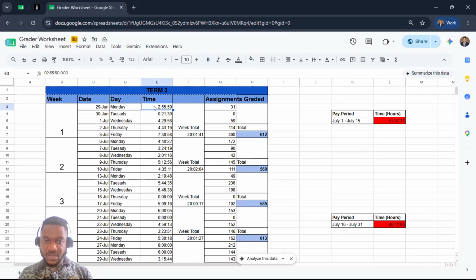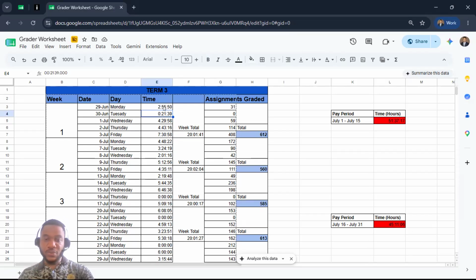As you can see on Monday, I spent 2 hours, 55 minutes, 50 seconds grading, and this is the number of assignments I graded. On Tuesdays, you see that I spent some time here, but the assignments graded is 0, because I didn't grade on Tuesday. The 21 minutes and 39 seconds is for the meeting I had with the CGL, since on Tuesdays we usually meet with our CGL.